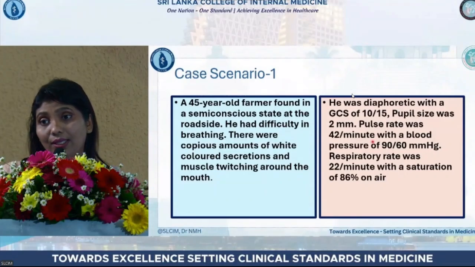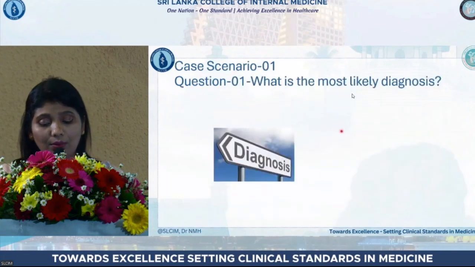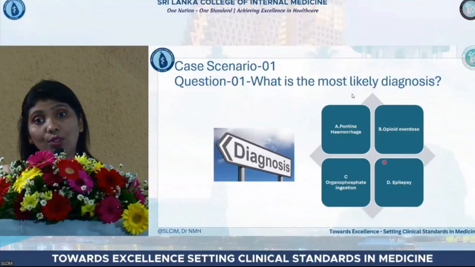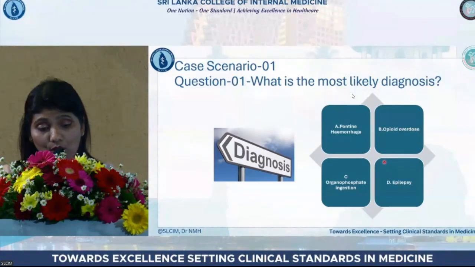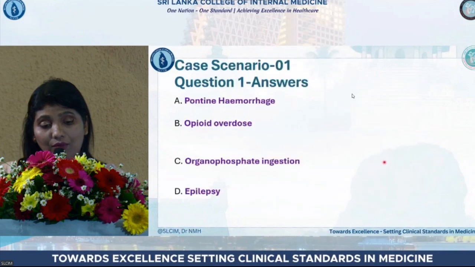Can one of you say? It's a cholinergic toxidrome. Yes, thank you. But when a patient like this presents to our ward, we have to go through several differential diagnoses. It can be either pontine hemorrhage, it can be an opioid overdose, it can be organophosphate poisoning, it can be epilepsy also. So all these things are possible in this type of patient.